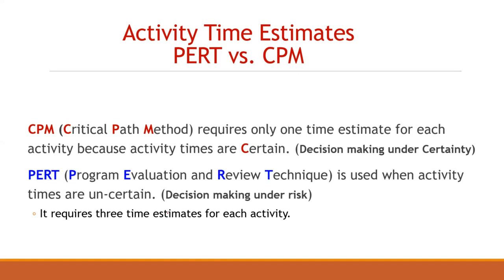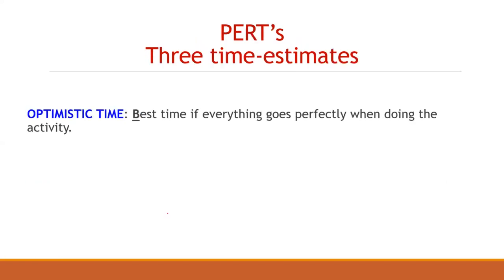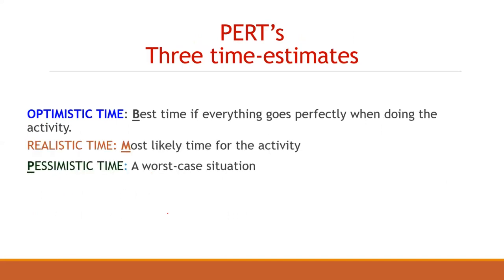So it requires 3 time estimates. PERT, or Program Evaluation and Review Technique, is used to estimate the project duration through a weighted average of optimistic, realistic, and pessimistic times. Optimistic time means the best time if everything goes perfectly when doing the activity. Realistic time means the most likely activity duration, and the pessimistic time is the worst case situation. So expected time equals B plus 4M plus P divided by 6.